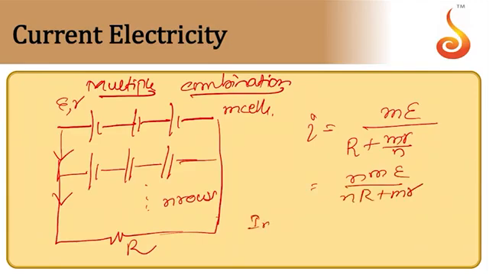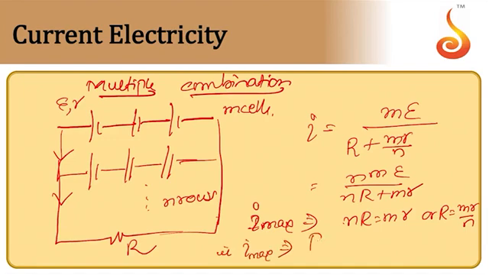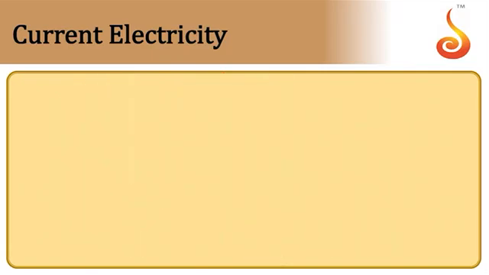Now, if current is to become maximum, then NR is equal to MR, or we have R is equal to MR divided by N. That means current is maximum when net external resistance is equal to net internal resistor. This is what is known as maximum power transfer theorem. So according to maximum power transfer theorem, power transfer by a group of cells to an external resistance is maximum when net external resistor is equal to net internal resistor.